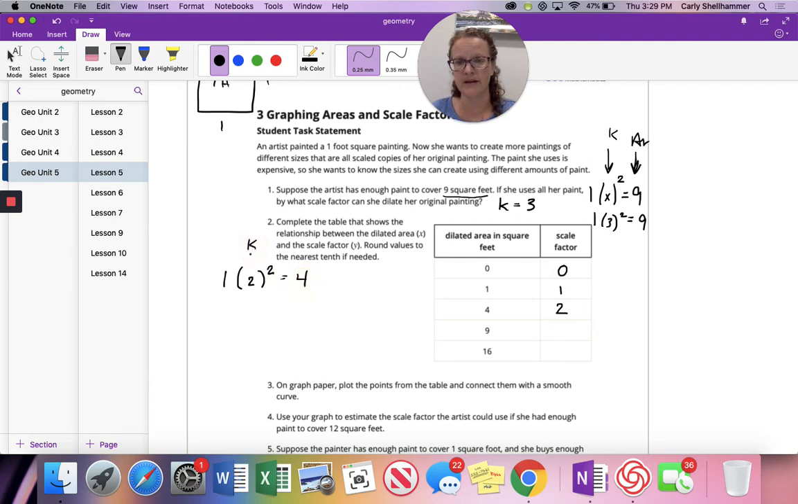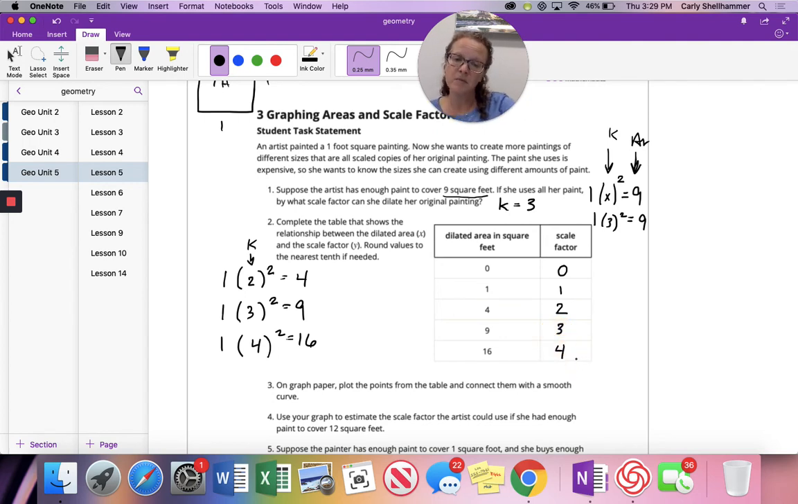Okay, that's our scale factor. Our original area times our scale factor squared equals 9. Well, the only thing that fits into that blank is 3. Our original area times our scale factor squared equals 16. Okay?